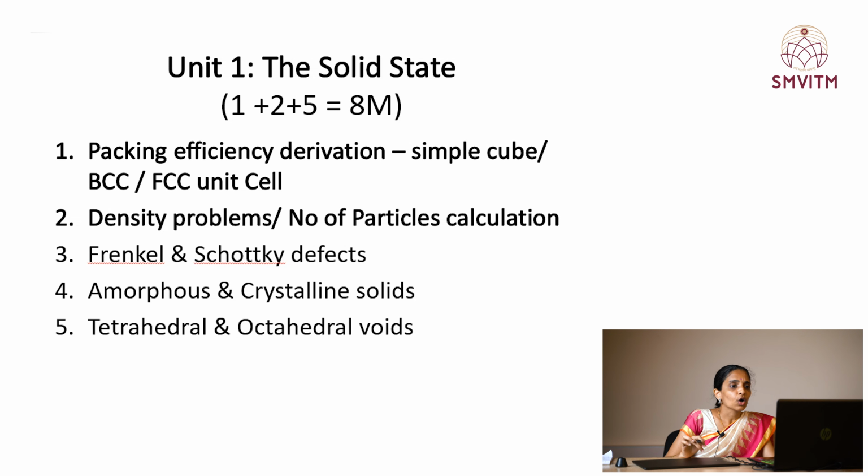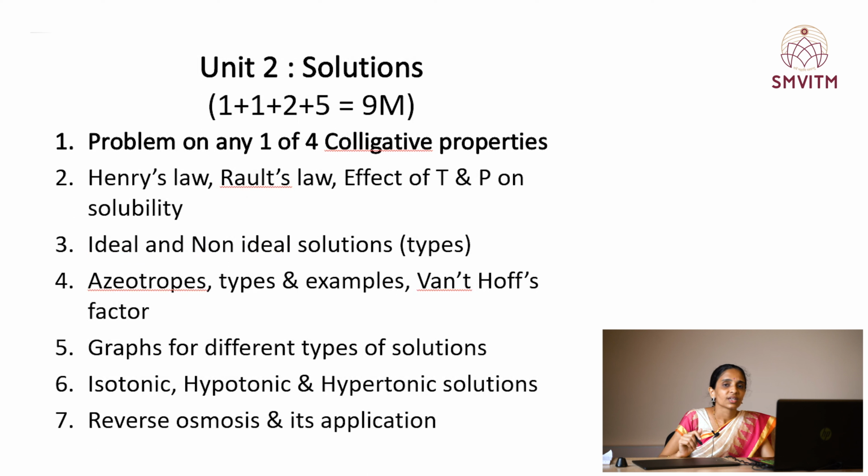So density or number of particle calculation per unit cell is an important question. Of course, there are other questions. Differences between the two types of defects, two types of solids, and there will be questions on the types of voids. So these are the other probable questions. Okay, moving on to the next unit, that is solutions. There are 2 1-mark questions, 1 2-mark question and 1 5-mark question. Totally 9 marks will come from this unit.